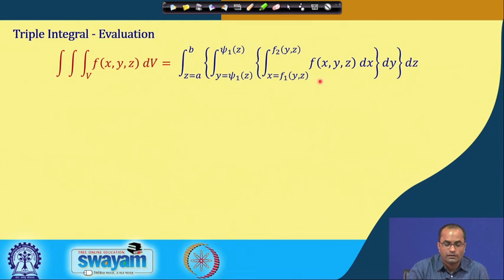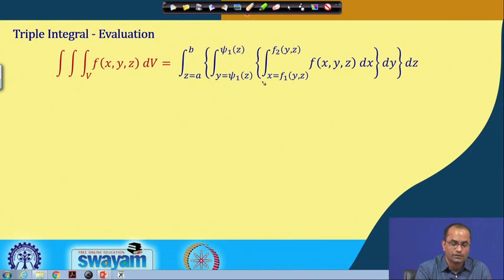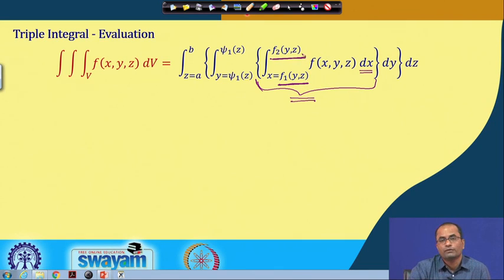iterative computation of single integrals. For instance, if we consider the most general form, it is given. So, this is the inner integral. This is taken with respect to x. The limits for this x in a very general case can be functions of y and z, and the integrand is the function f of x, y and z.